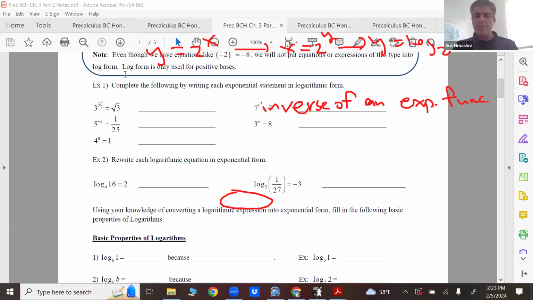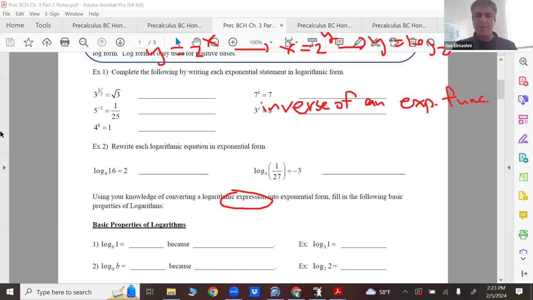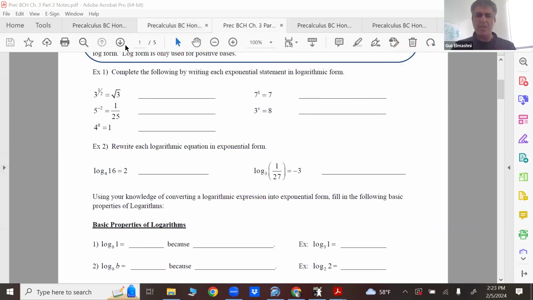So you're just going to rewrite all these. It should go by pretty quickly. I imagine these notes won't take too long. So first, you're asked to write each one in logarithmic form. So log base 3 of root 3 equals 1/2. Log base 7 of 7 equals 1.